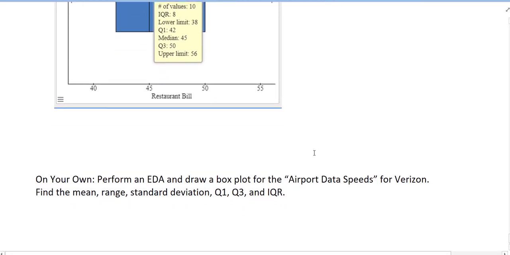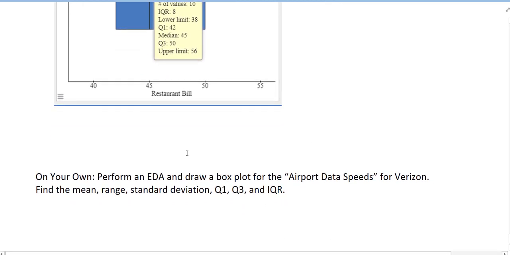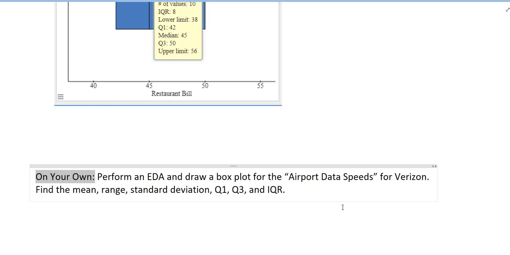So I encourage you to play around with StatCrunch on your own. I want you to perform the EDA and draw a box plot for the airport data speeds for Verizon. Find the mean, range, standard deviation, Q1, Q3, and the IQR. Try to do it by hand first, finding the Q1, Q3, and IQR, and then double check with StatCrunch.